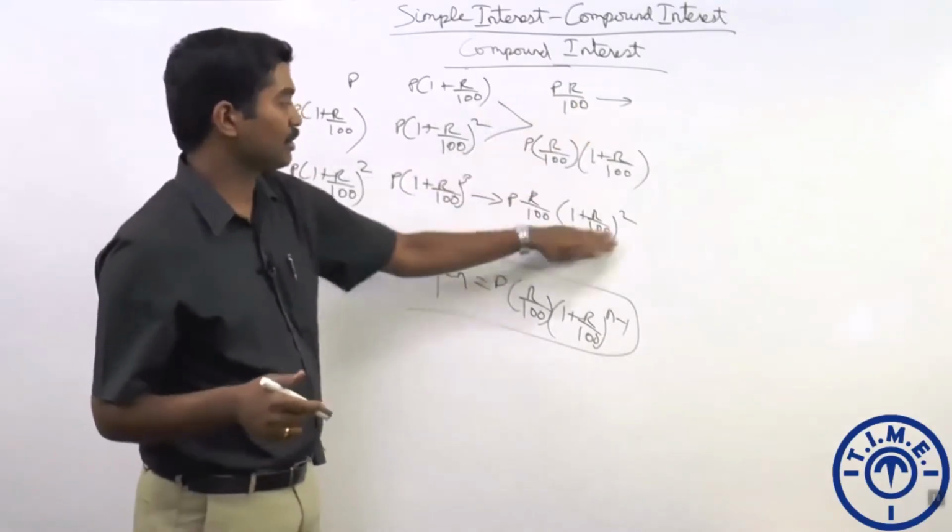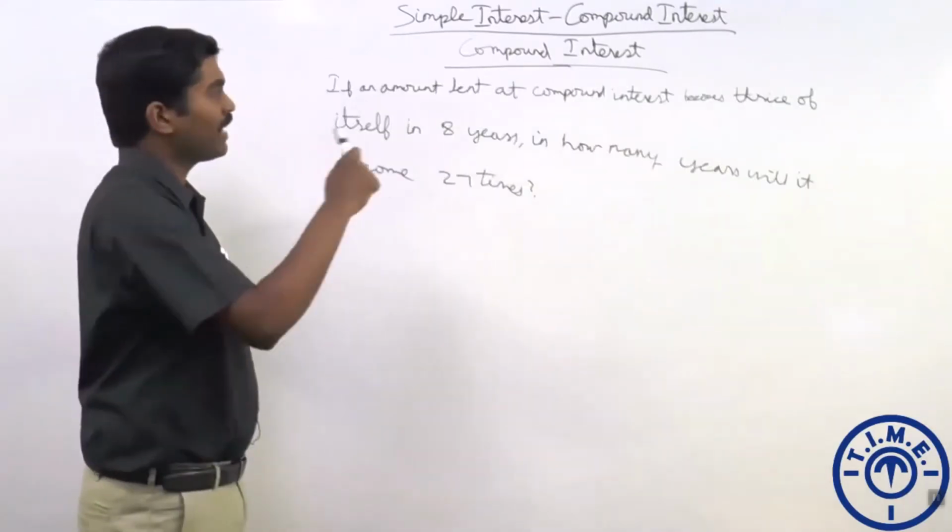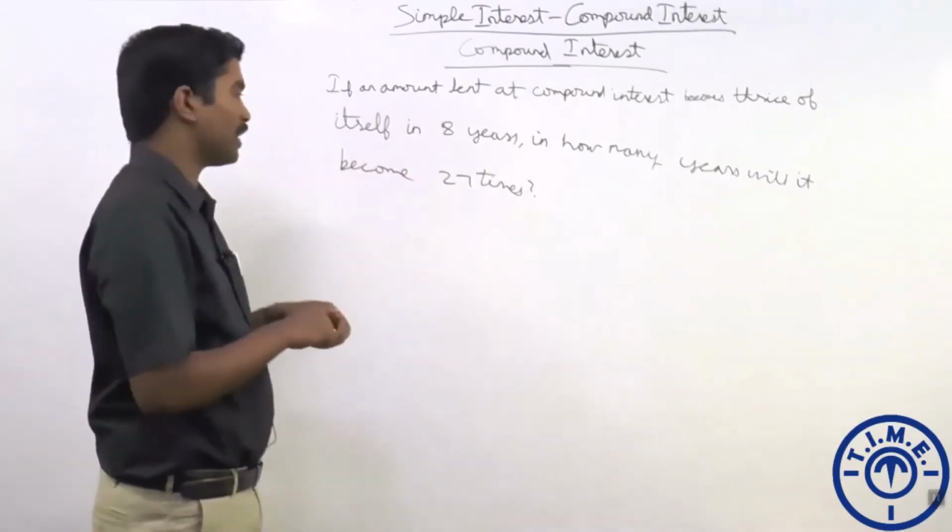P r by 100 into this square, and so on. Let's look at a question in compound interest. If an amount lent at compound interest becomes thrice of itself in 8 years, in how many years will it become 27 times of itself?